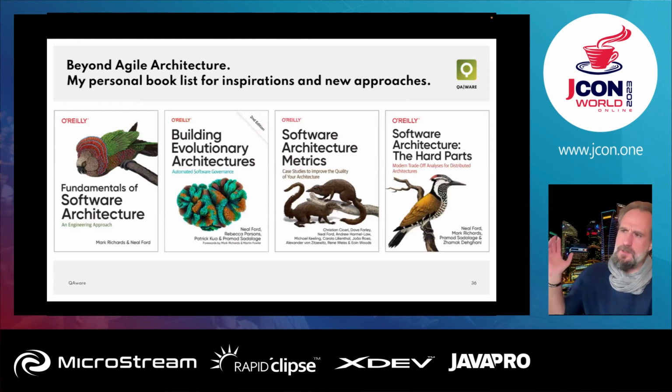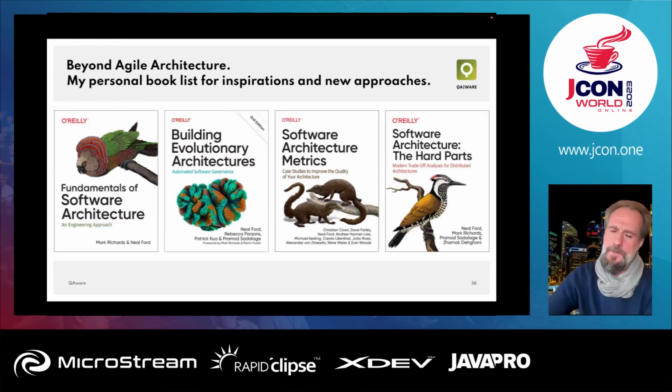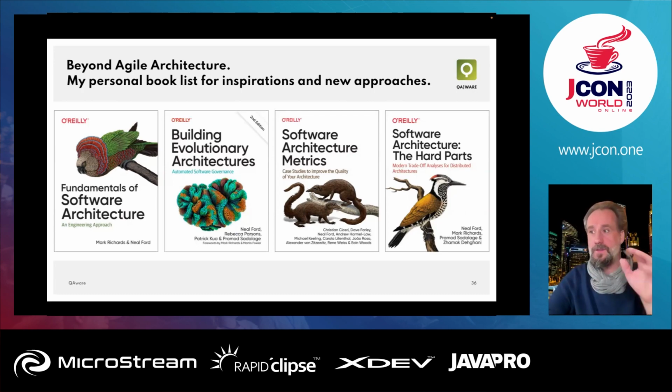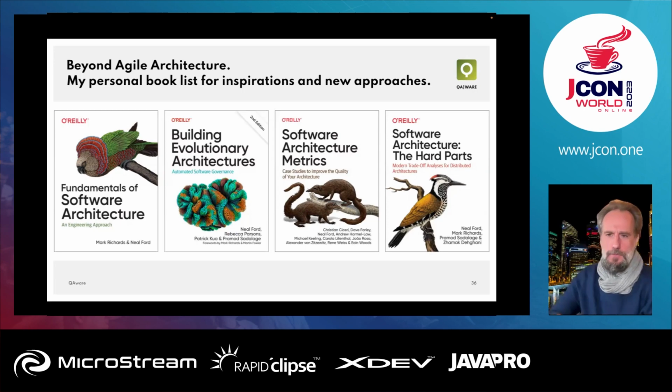Hey, this was just a brief overview of different things that I think have proven to be really valuable in the systems I'm responsible for. There's a lot of cool books and material out there. I'm really a big fan of these four at the moment: Fundamentals of Software Architecture, Building Evolutionary Architectures, Architecture Metrics, and the last one. So these are really four books that I think should be in your bookshelf and are definitely worth reading.